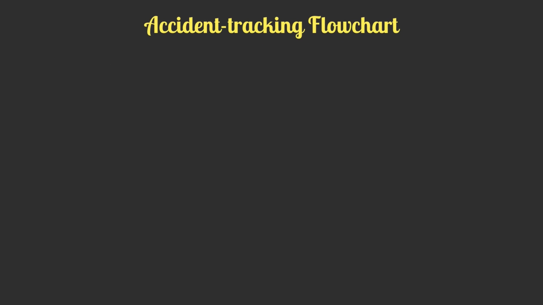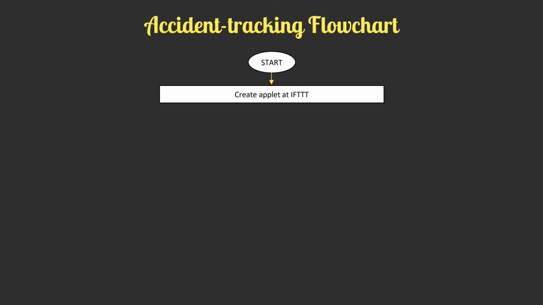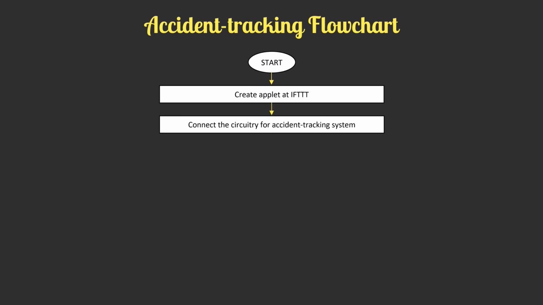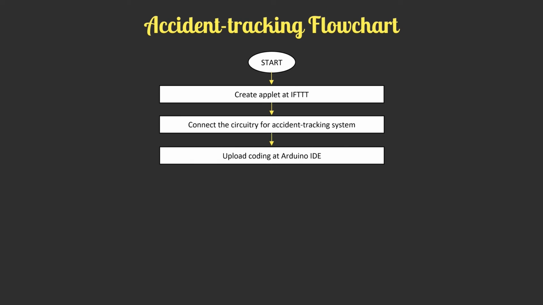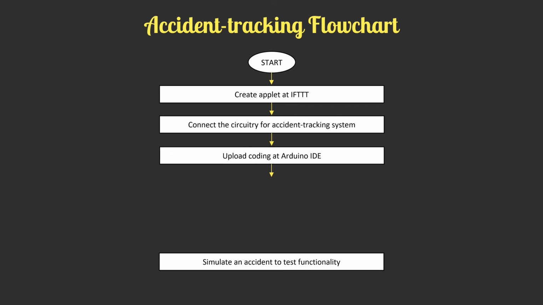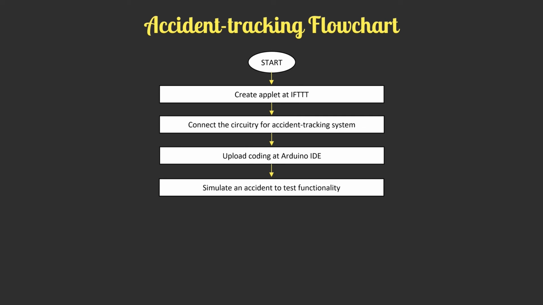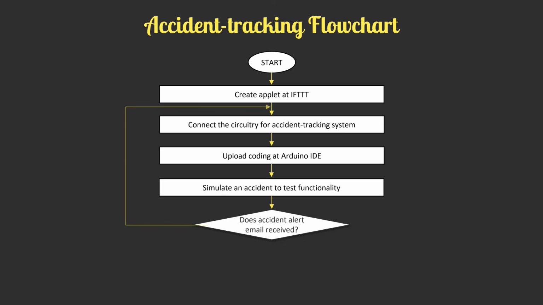Accident tracking flowchart. To start, we first create an applet at IFTTT using the if statement, which is if an accident is detected, an email containing the accident information is sent to the emergency contact. Then we connect the circuitry for the accident tracking system. Next, we write and upload the coding at Arduino IDE. After that, we simulate an accident to test its functionality. We then check whether the accident alert is received through email. If the alert is not received, then we need to restart the process from connecting the circuitry, uploading the coding, and simulating an accident until the accident alert email is received.